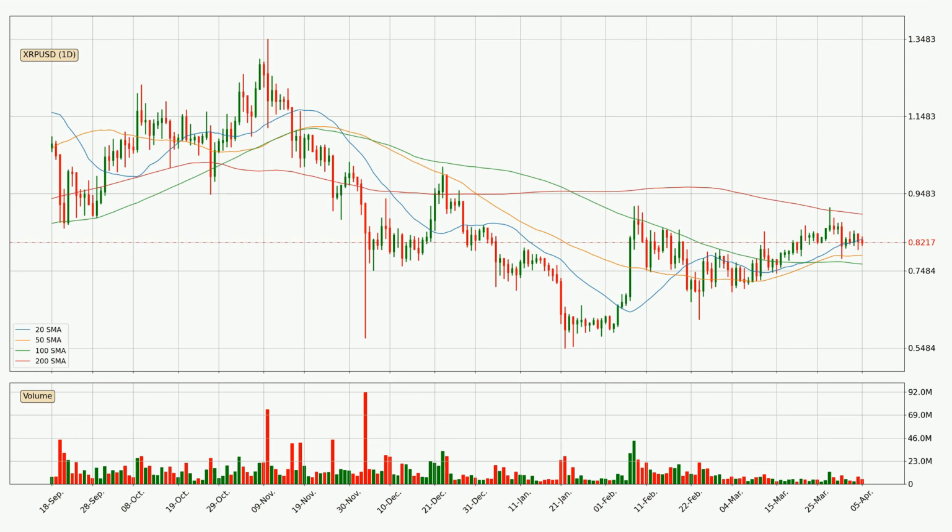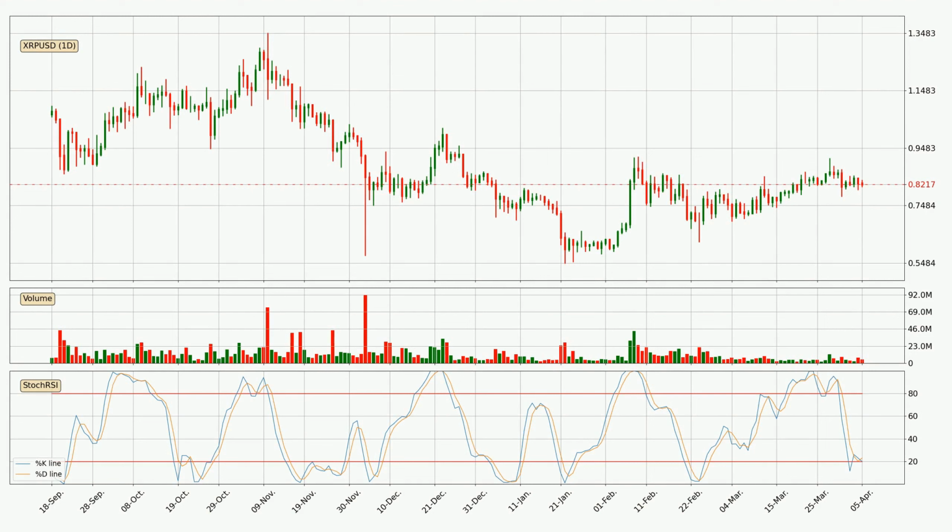Looking at the daily Stochastic RSI, there are no signs of the Stochastic RSI being oversold or overbought at this time, but the %K line is below the %D line, which means the current trend is on the downside.